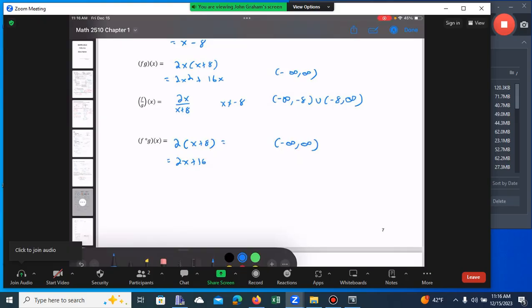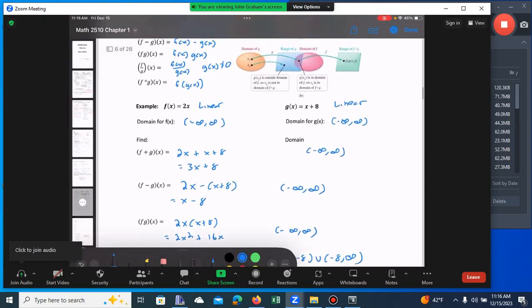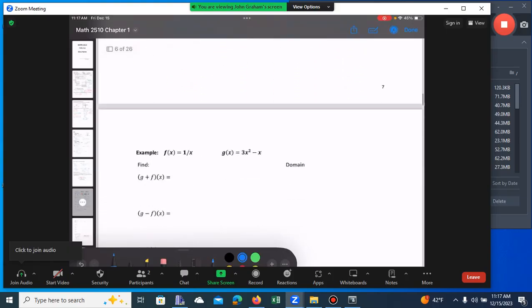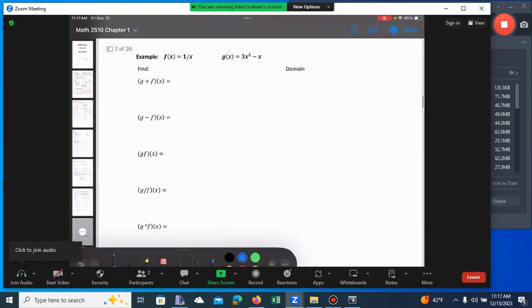So a lot of times, your domain is going to be decided based on these two equations, and then based on that one composition. All right, so now f of x equaling 1 over x, g of x equaling 3x squared minus x. Domain for g of x is all real numbers, it's just quadratic. Your domain for f of x excludes 0.